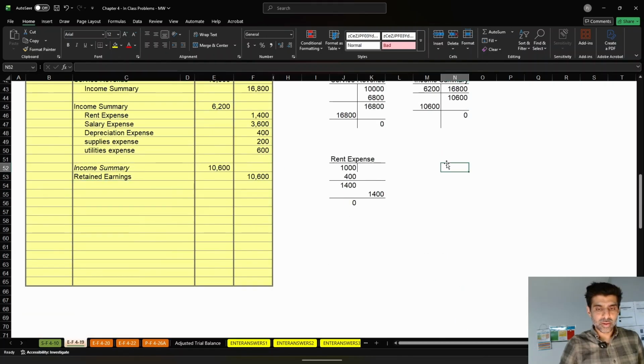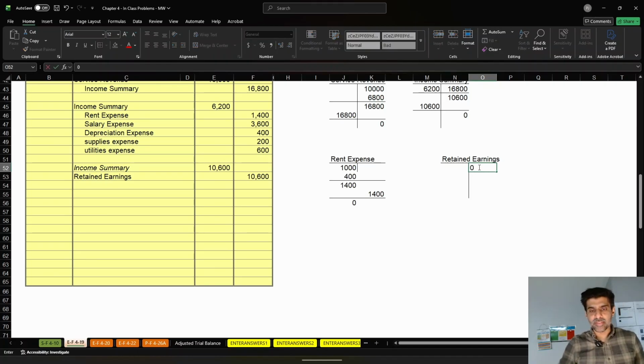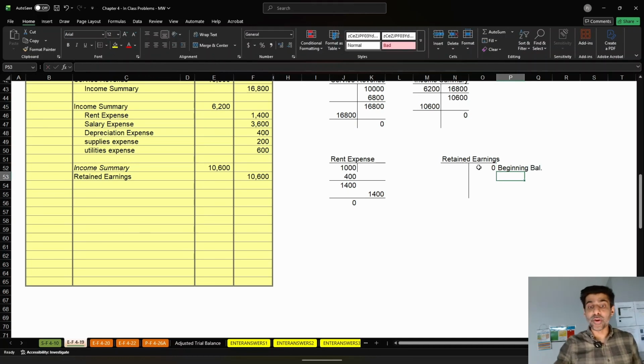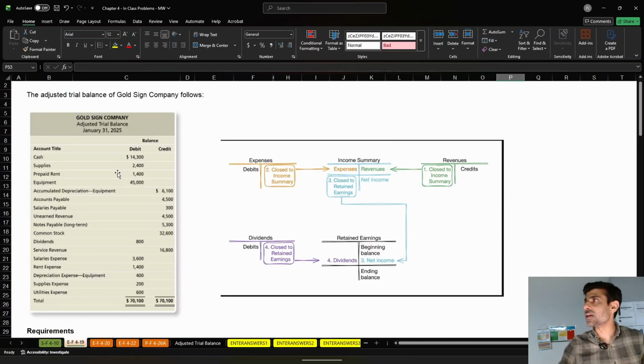So let's just make sure, see what's going on here. Okay, so now I have this credit. Oops. So I'll just have this. This is our beginning balance, okay? Just to be absolutely clear. There's a 0 beginning balance. If there was a beginning balance, we would see it on this adjusted trial balance. It would say retained earnings, and it'd probably be a credit balance. If there was positive retained earnings.